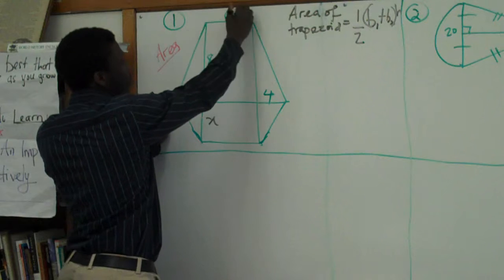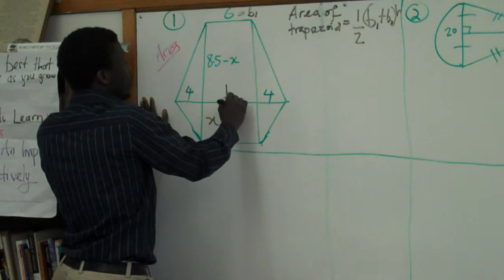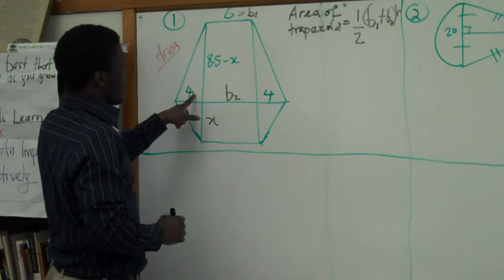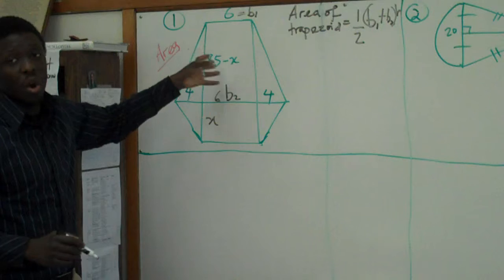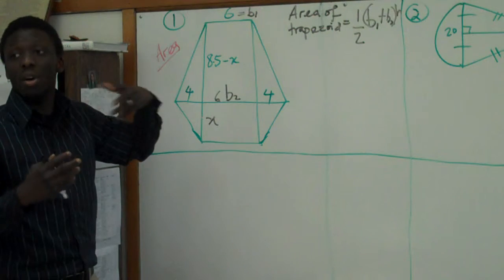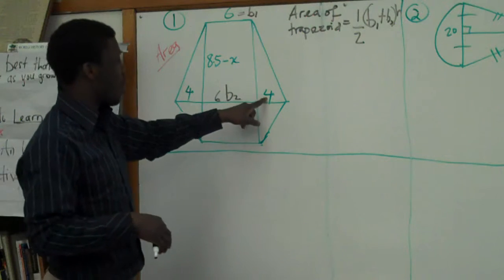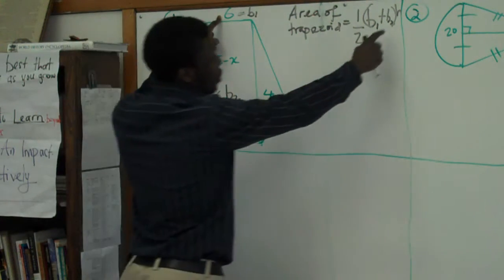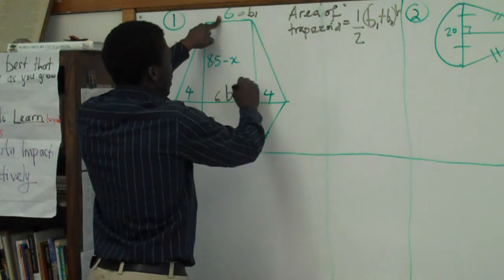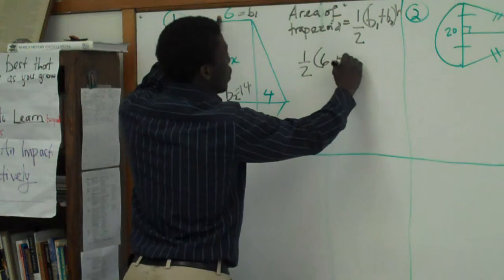We'll call that our base 1 for the first trapezoid, and we'll call this B2. 4 plus 6, these are 6's. Sometimes they don't give you all the numbers you need. You need to be able to figure out what number would go there. So 4 plus 6 plus 4 will give you 14, and that would be your B2. We'll call that 14. So we have half times 6 plus 14.